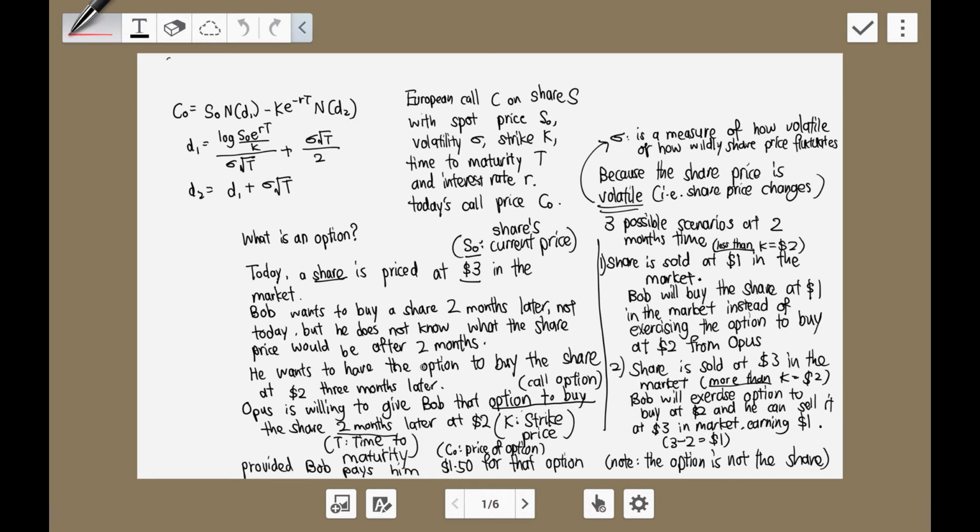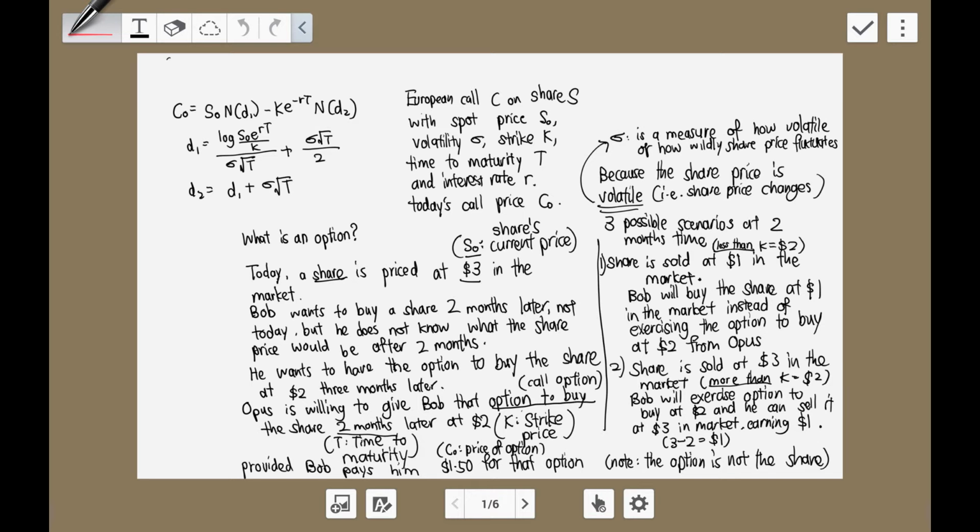So he wants to have the option to buy the share at $2, 2 months later. So $2 will be the price that he wants to buy at, and someone must agree to sell to give him that option before that option can exist. So Opus decides that he will give Bob that option. So you give Bob the option to buy the share 2 months later at $2. So $2 is what we call the strike price or the exercise price. That means this call option is a kind of contract between the two persons.